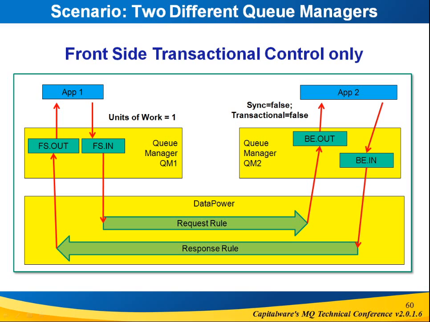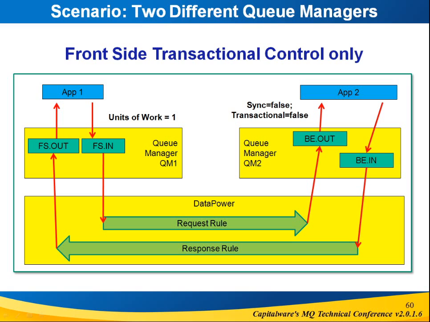In this case, there's no syncpoint processing on the back end, which means that as soon as be.out gets that message, it signals back to the back end, completion code 0, reason code 0, everything was successful, your message has now been stored here. As soon as the back end gets a completion code 0, it signals the frontside handler to say, success. This request rule has now come to a successful completion, and so the frontside handler issues an MQ commit, thereby causing the message on fs.in to be deleted.